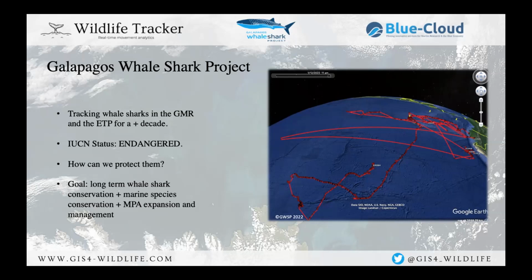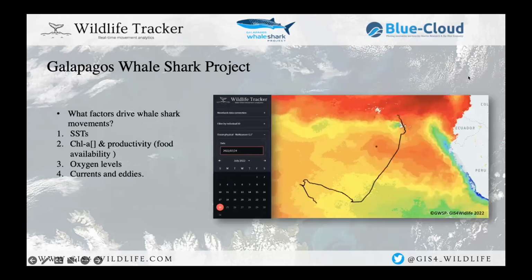So as a project in the Galapagos, we're asking ourselves, how can we protect these animals? Our goals are long-term whale shark conservation, conservation of other marine species which share the same ocean areas, and then using this data for marine protected area expansion and the creation of new marine protected areas. Specifically, we've been looking at which factors drive our whale shark movements. With a changing planet like we have right now with climate change, it is essential for us to know which environmental variables are driving their movements so that we are able to adapt marine protected areas to protect highly migratory species such as the whale shark.